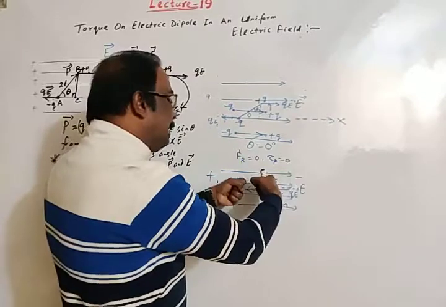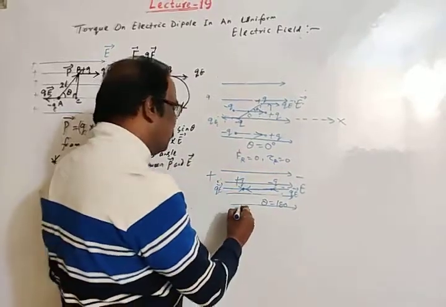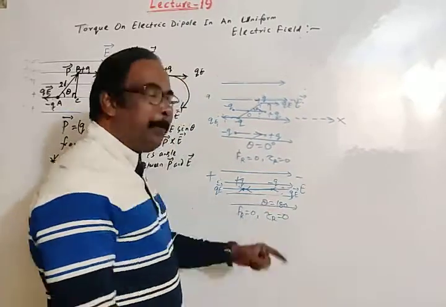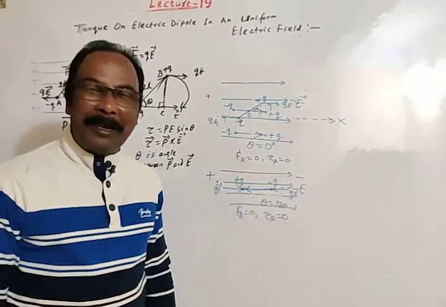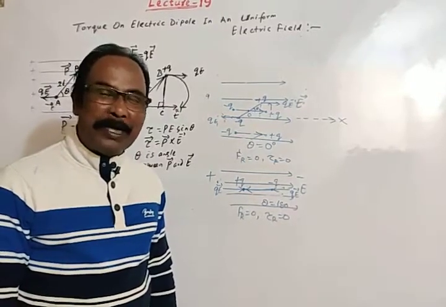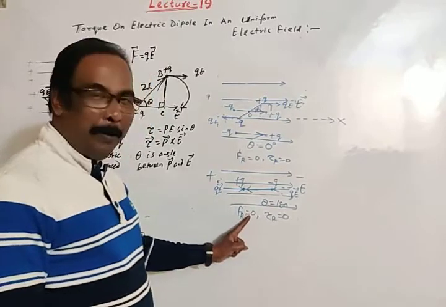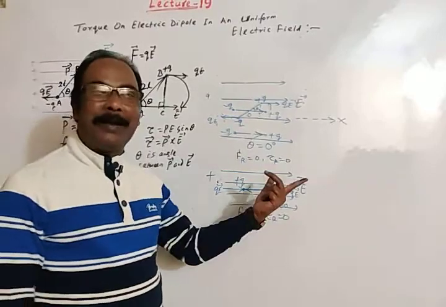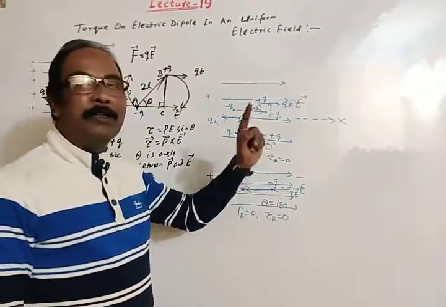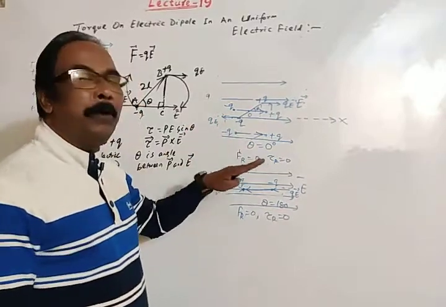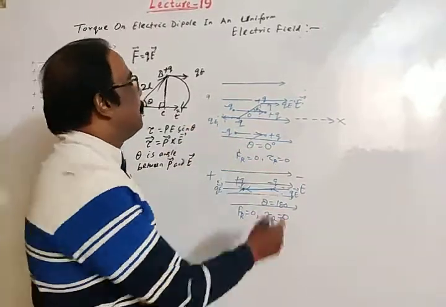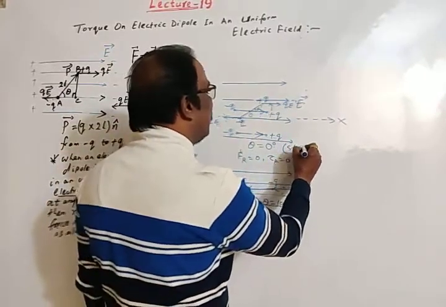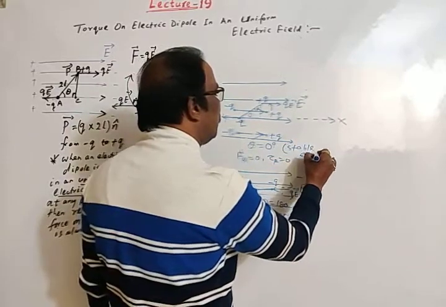Again in this case, as we have discussed, resultant force is 0 and resultant torque is 0. So if a dipole is placed anti-parallel to the direction of electric field, it again satisfies both conditions: the condition for linear equilibrium, resultant force is 0, and the condition of rotational equilibrium, resultant torque is also 0, as when theta is 0 degrees. But this is not stable equilibrium. When theta is 0 degrees, meaning the dipole is parallel to the direction of electric field, it is the state of stable equilibrium.